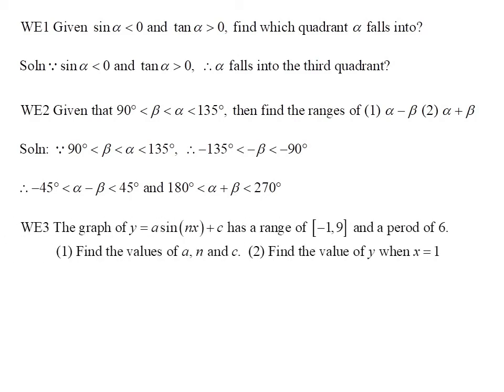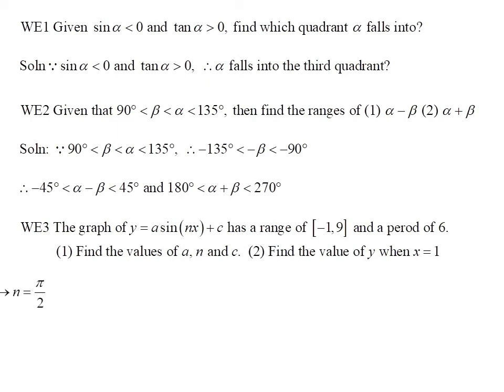Example 3 gives a sine function and the range of the function is between negative 1 and 9, including both endpoints. The period of the sine function is 6. There are 2 questions that follow. The first question is to ask the value of the parameters a, n, and c. The second question is to find the value of y when x equals 1.